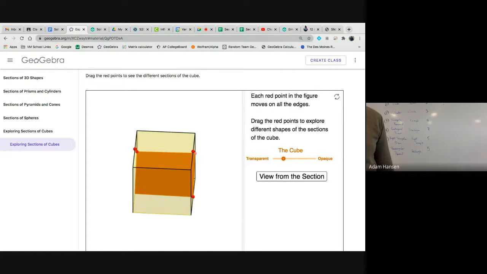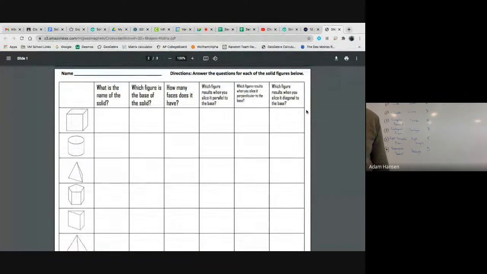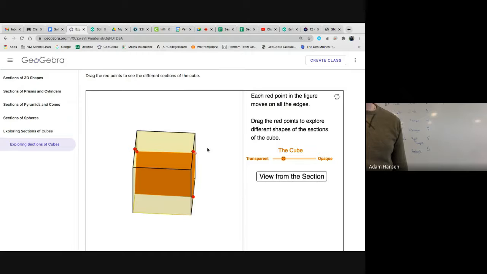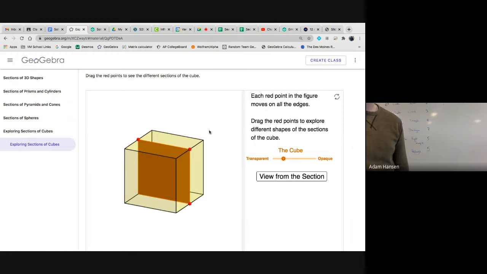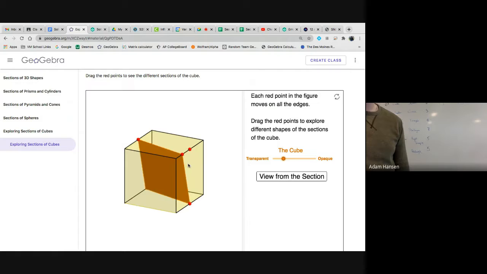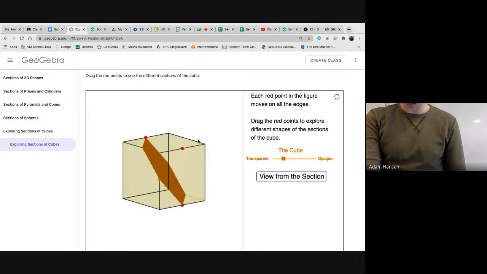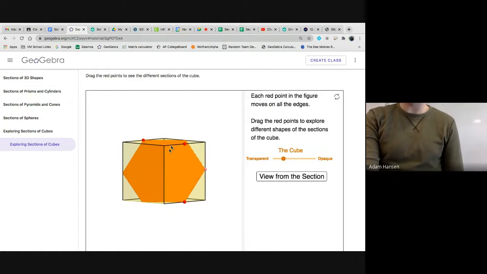Let's see what the answer key said. Oh, they said you could create a hexagon when you slice a cube diagonally. Let's see if I can make that here. There's the hexagon. When I slice it diagonally, it looks like a hexagon is created. The hexagon, the shape has 6 edges.